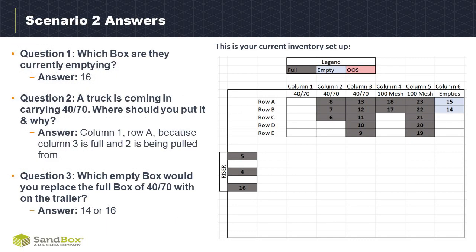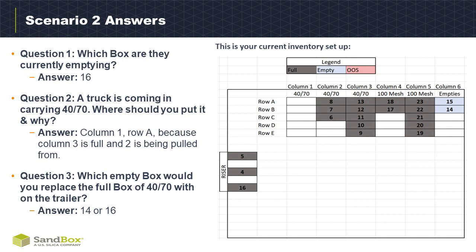Scenario 2 answers. Question 1 was, which box are they currently emptying? The answer is box 16. Question 2 was, a truck is coming in carrying 40/70. Where should you put it and why? The answer for this is column 1, row A, because column 3 is full and 2 is being pulled from.